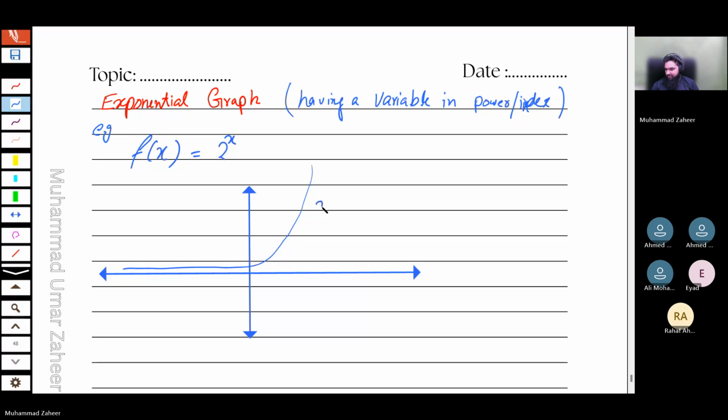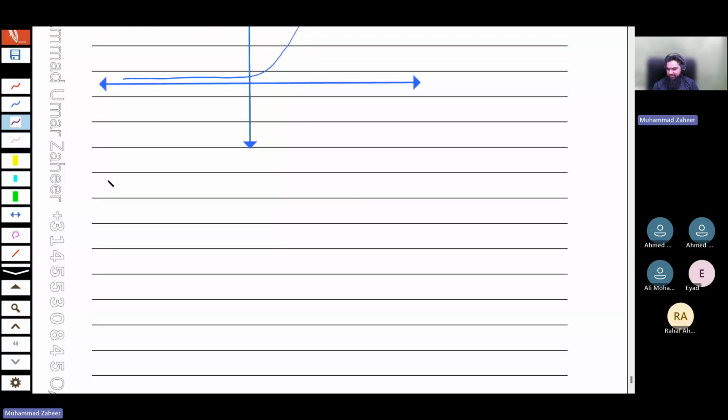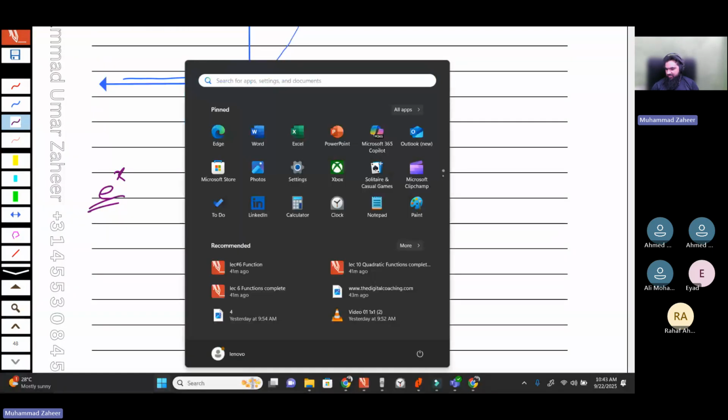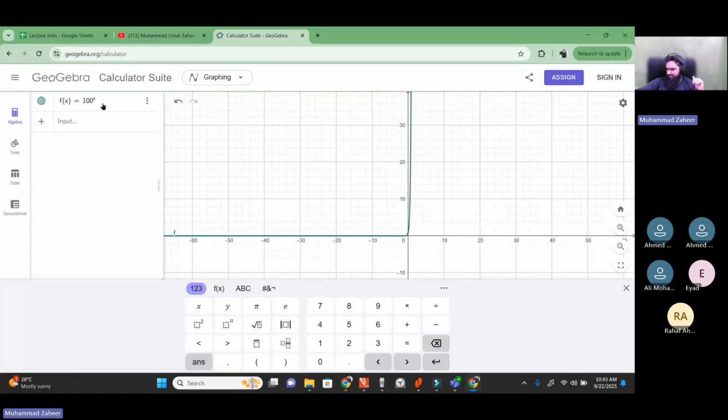Okay, we have 2 raised to power x. In the same way, we are going to talk about another exponential function, e raised to power x. e is a specific number basically. It has a specific value, 2.71828. It is known as e or exponential. If you want to draw the graph of this one, it is going to be the same as well. You have e raised to power x. Look at here, the shape of the graph of this one is going to be the same as well.